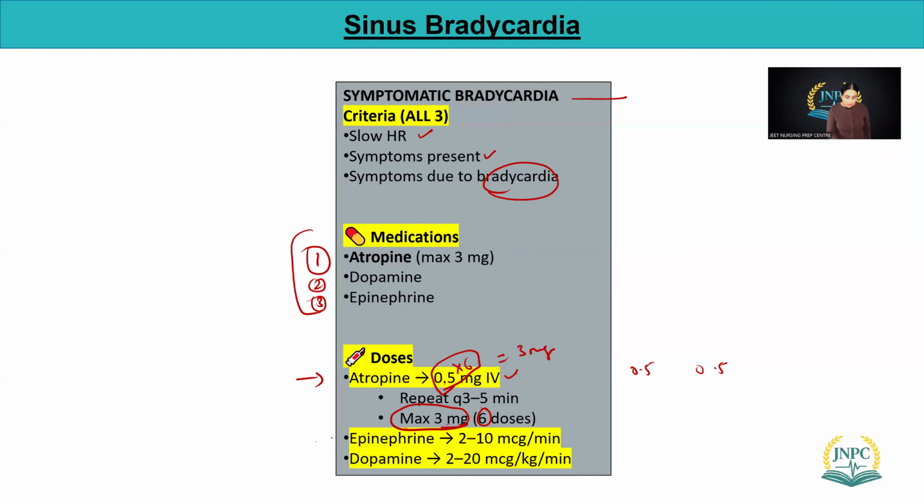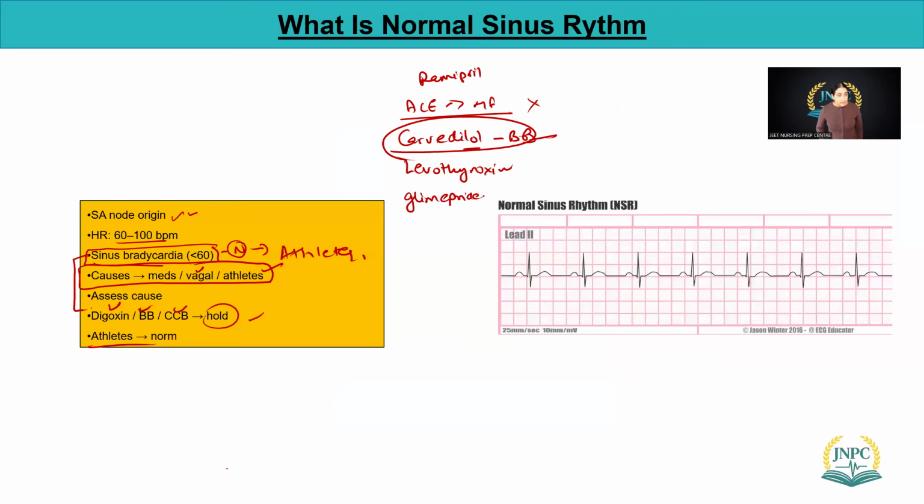And if you really have to give epinephrine, it could be 2 to 10 micrograms per minute, or dopamine 2 to 10 micrograms per minute. Just know these are your emergency drugs, always in your emergency crash cart. If they are emergency drugs, the patient is really critical, right? It's not a normal issue like simple sinus bradycardia. The patient may have to be in the ICU because they're critical. So whenever you see epinephrine or dopamine, the patient is critical. Okay, so that is all about your normal sinus bradycardia.